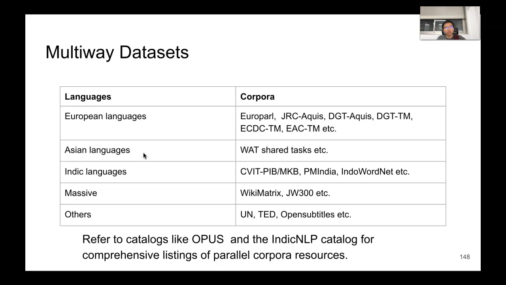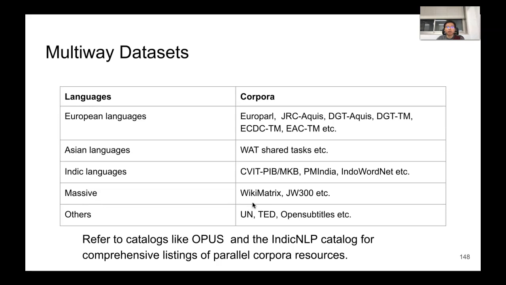And if you are interested in Asian languages, we are organizing the WAT shared tasks, the Workshop on Asian Translation. In there we have a lot of Asian languages, including Japanese, Chinese, Korean, and Indian languages, South Asian languages, etc. And if you are interested in Indic languages, we also have pretty good corpora like those listed here. And recently, massive corpora have also been released by Facebook, etc.